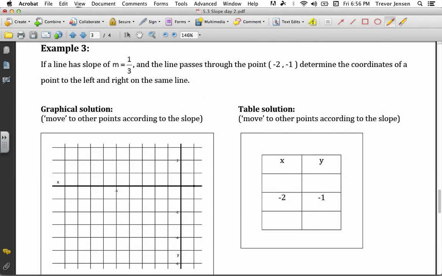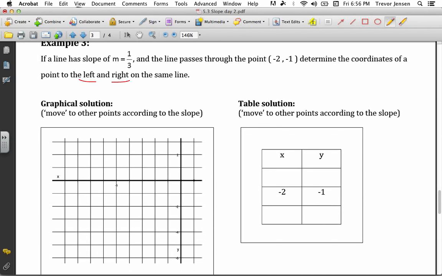Example 3, if a line has a slope of 1/3 and the line passes through point negative 2, negative 1, determine the coordinates of a point to the left and right. So I want points to the left and right. Okay, so let's see what's going to happen here. So my starting point is at negative 2, negative 1. So I know that's an xy coordinate. So that point is right here.